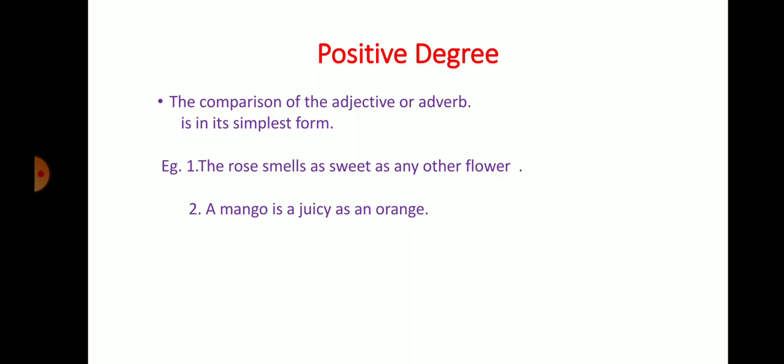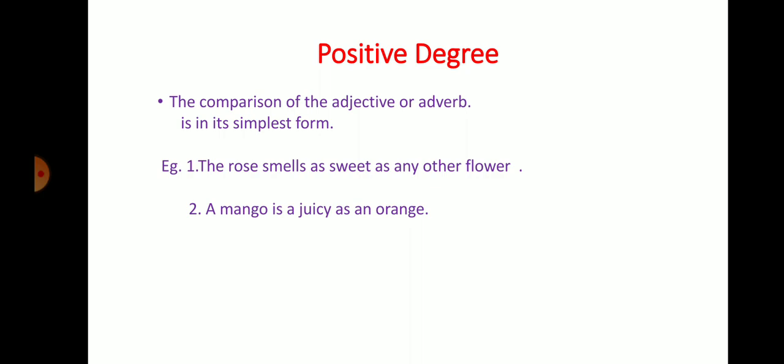First, coming to the positive degree, the comparison of the adjective or adverb is in its simplest form. So, as I told you, in the positive degree, it is just the simplest, as an adjective or as an adverb. There is no change in that. For example, you can see here: the rose smells as sweet as any other flower. A second example: a mango is as juicy as an orange. So these are two examples to show you the positive degree.